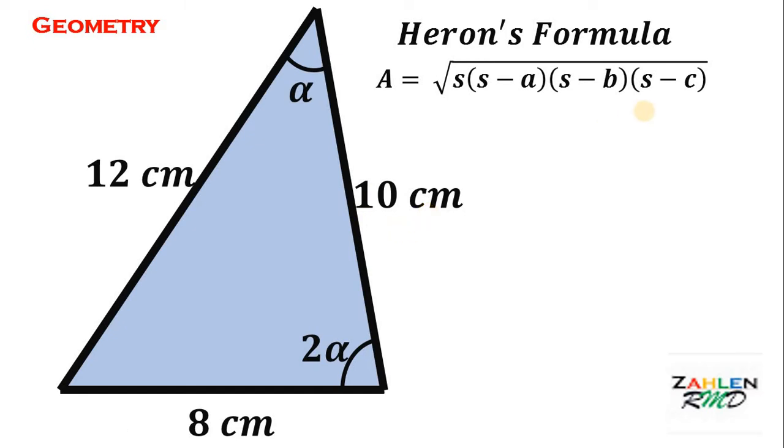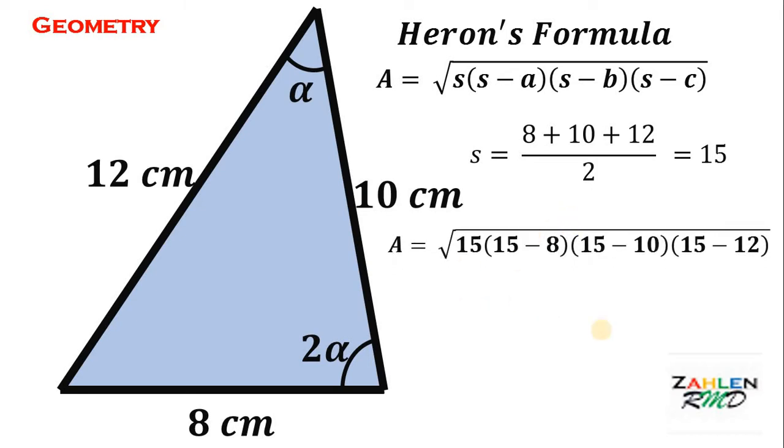Now let's solve for the value of s. This is just the semi-perimeter. Therefore, s must be equal to 8 plus 10 plus 12 divided by 2. Thus, the value of s must be equal to 15. We are now ready to find the area of this triangle.